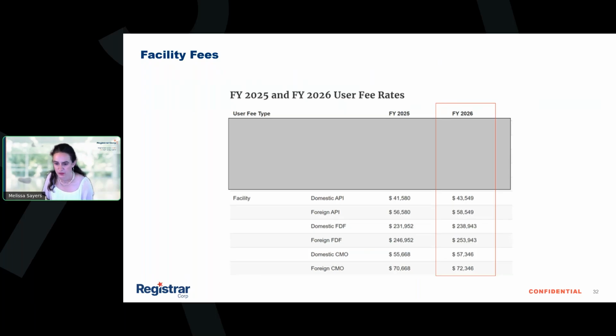Note that only one facility fee is incurred per site. So if an organization has multiple sites, they're going to be paying multiple fees, but it's only one facility fee per site.